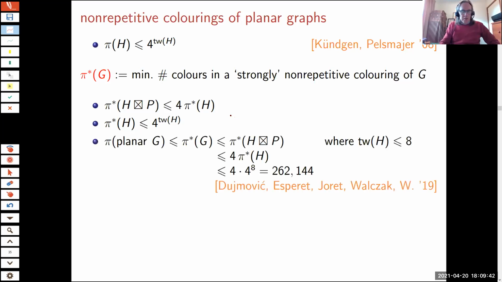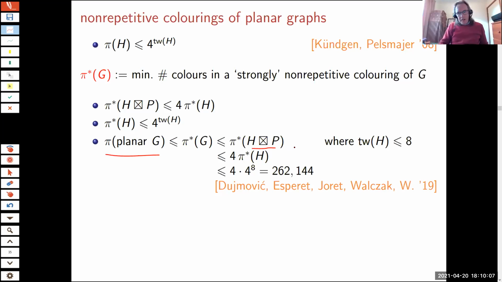And so now you just put it all together. So it's like building blocks. You take any planar graph G. Pi of G is at most pi star of G. By the product structure theorem, what I mentioned earlier, G is a subgraph of H times P, where H has got bounded treewidth.